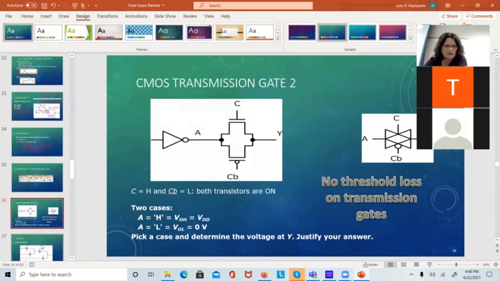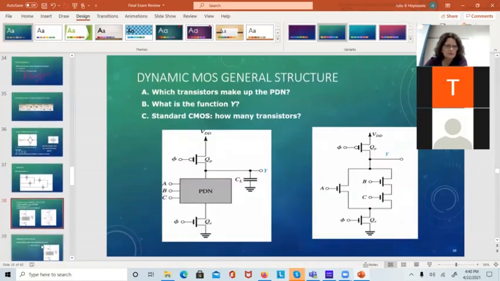Transmission gates, not on the exam. Same with this one. Dynamic logic. And this was the other one I said might be here.